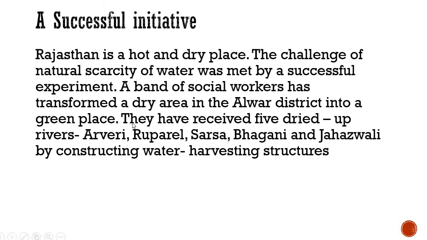But how did they transform it? They revived 5 dried-up rivers, Arwari, Ruparel, Sarsa, Bhagni and Jahazwali, by constructing water harvesting structures. With the help of the rainwater harvesting system, they revived these 5 dried-up rivers. This means they are able to get water from rivers like Arwari, Ruparel, Sarsa, Bhagni and Jahazwali by constructing water harvesting structures in that area.